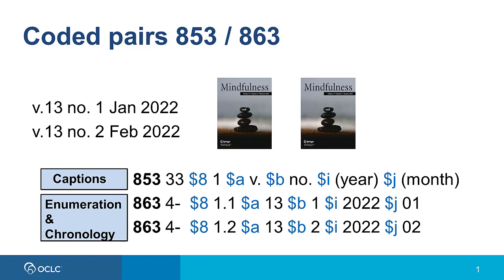Subfield A, I have a 13, the value for the volume. Subfield B, I have a 1, the value for the number of the issue. And then I've got a subfield I for the year and a subfield J for the date. 01 is for January. And the same thing for the second 863, I'm recording the second issue that I have there.